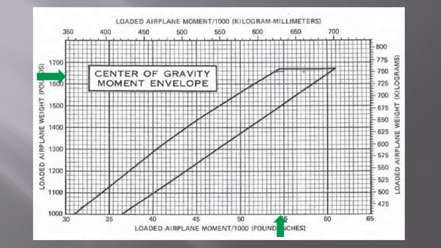Now, with our weight and moment marked, we follow the weight line to the right and the moment line up until they both intersect. In this case, they intersect within the outlined area, which tells us that we are within the limits of the center of gravity for this airplane for takeoff. It is also advisable to calculate the CG for landing, since most of the fuel will be gone and the weight and CG will change.